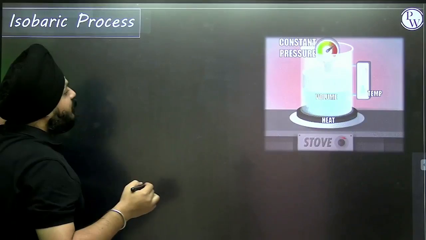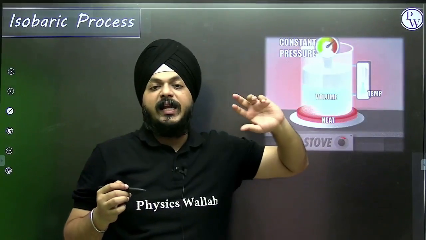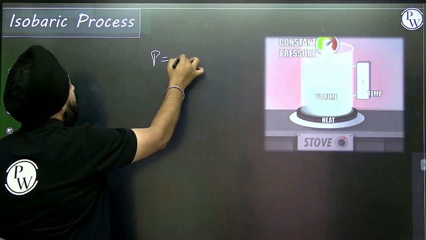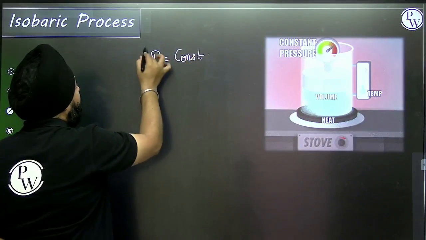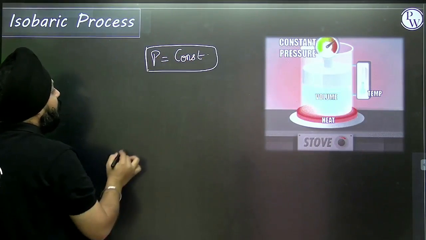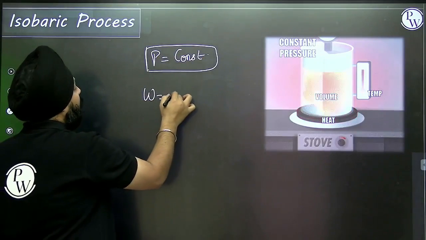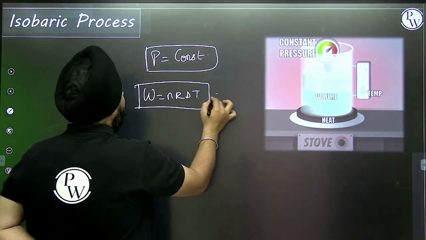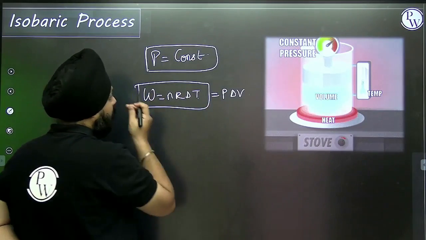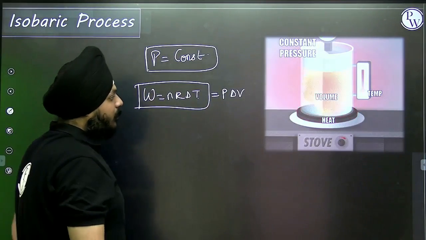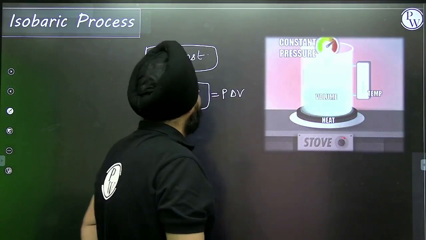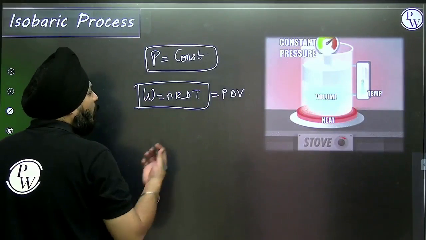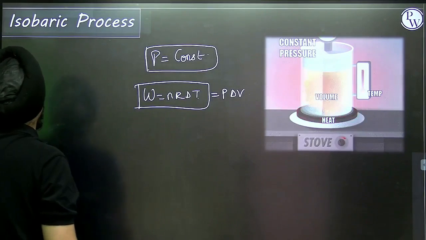Now the last process is the one that happens at constant pressure, that is isobaric process. Work done for that is equal to n R delta T, constant pressure, or in another sense we can say P delta V. This is the work done for the isobaric process. Now what will be the graph? I think you are all aware of it, we are not wasting time on that.